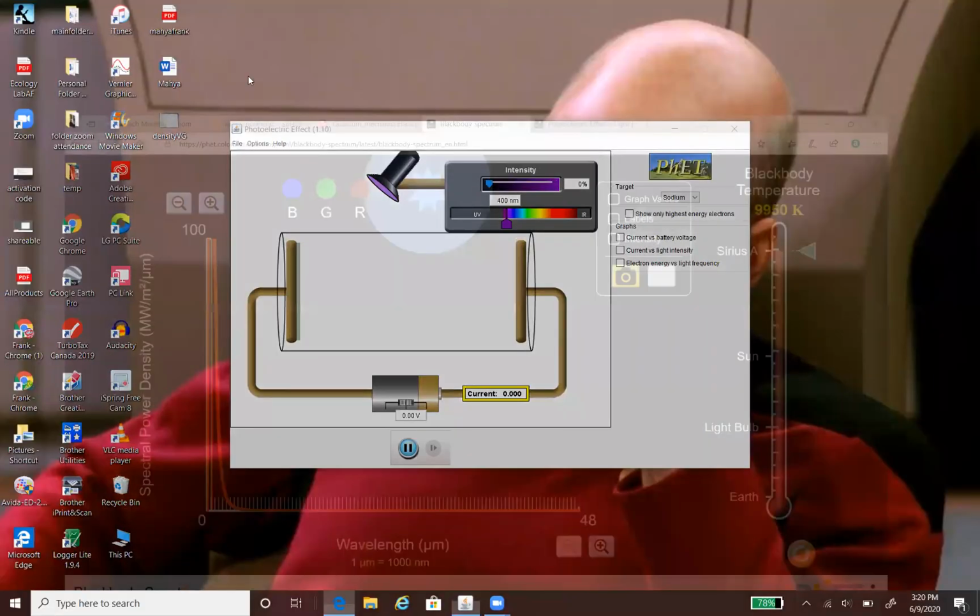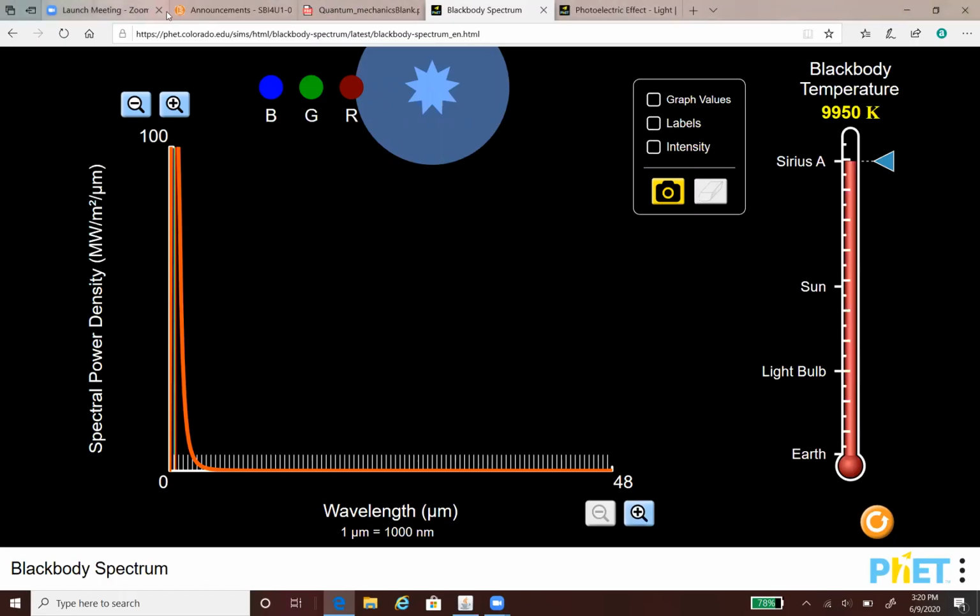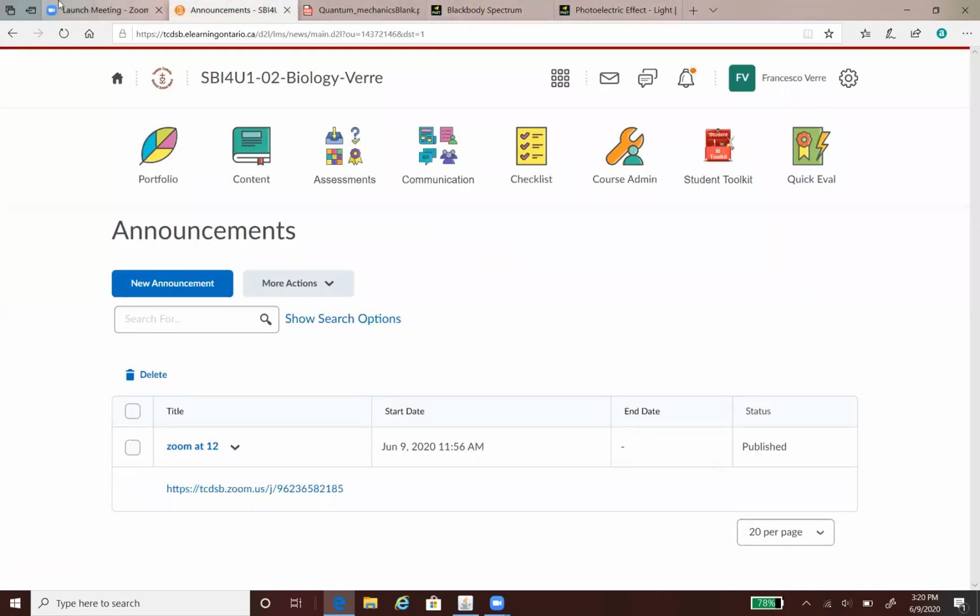So that is what happened if the sun got hotter. It would actually switch from yellow to white or blue, depending on the temperature. But would it become invisible? No, obviously we know it won't become invisible.